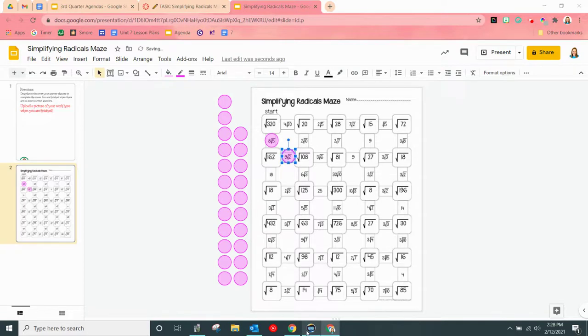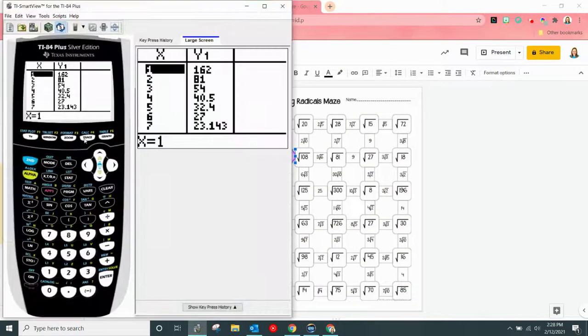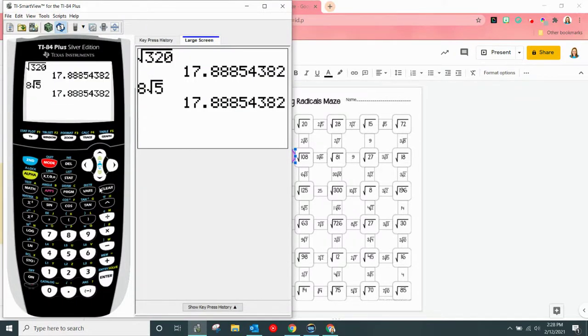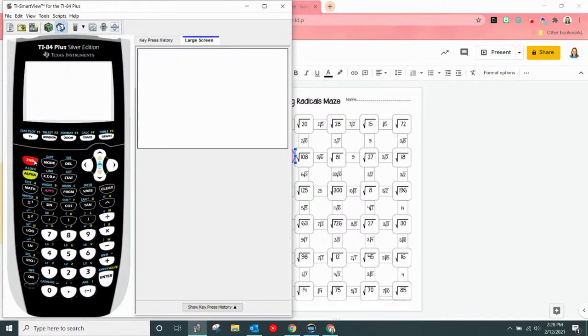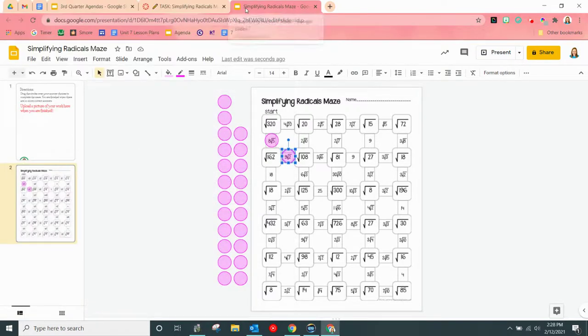And if you want to check it, you can always come back to your calculator. You can hit second quit, and you could type it in. Square root 162. What do you get? This decimal. Well, let's make sure that 9 square root 2 is the same decimal. It is. Those are equivalent. So it is simplified. Okay? So that's an easy way for you to check your answers.